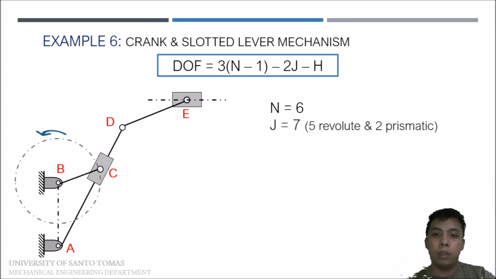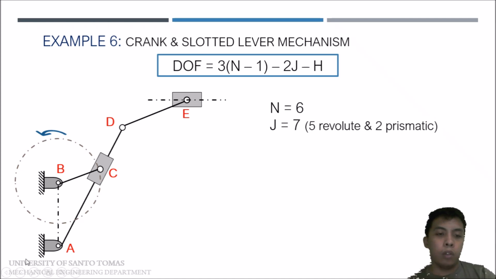Okay? Next, the number of lower order pair will be equal to 7. So let's count why it became 7. First, we have a revolute here, another revolute at this slider, revolute again here at point A, revolute at point B, and revolute at point E. So a total of 5 revolutes.